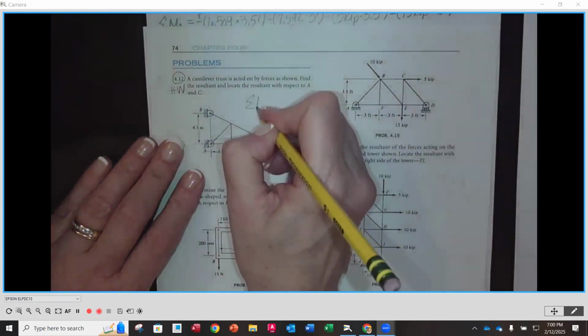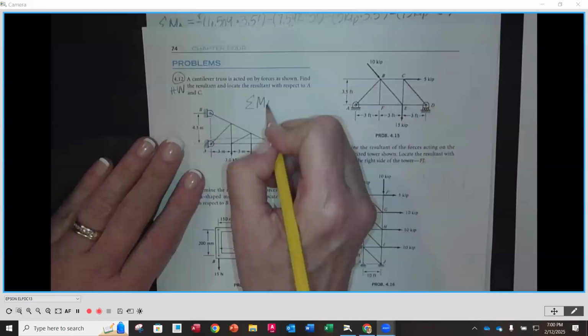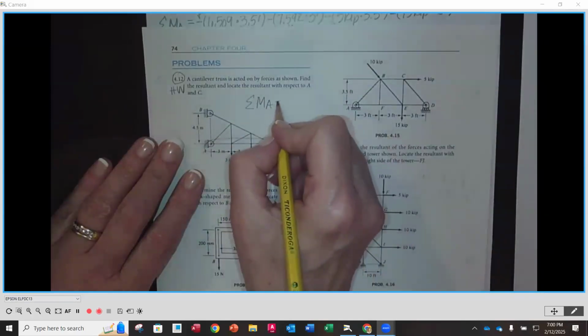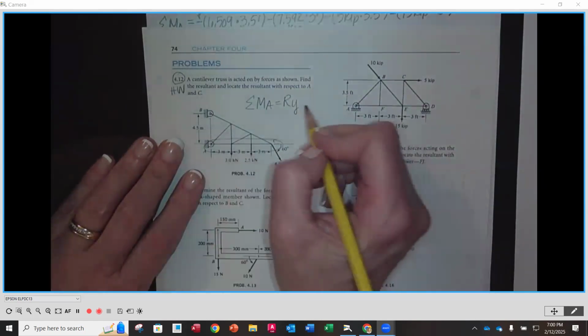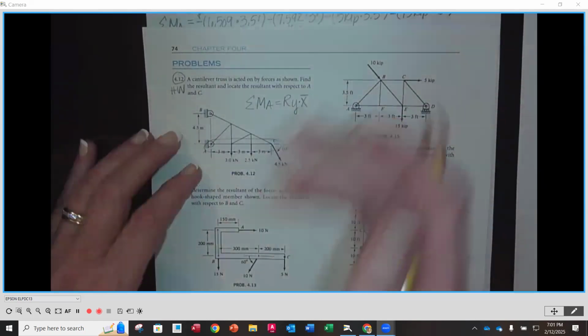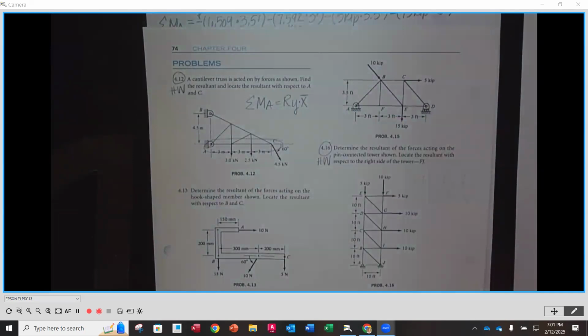So you're going to have your moments around A, okay? It's going to be equal to your RY component, just like we've been seeing in the last two problems, times the X bar, okay? And that X bar value is going to give you your distance from A. That resultant is going to have the same net effect. Go through that same process and make sure that you include all of the elements that we did in the last two problems, including a final diagram.